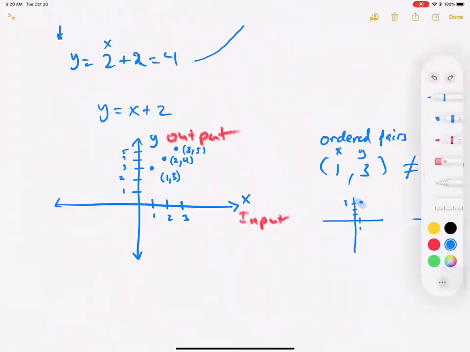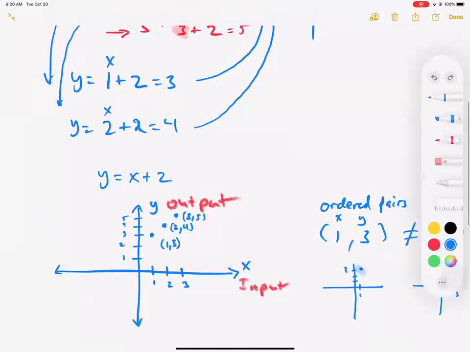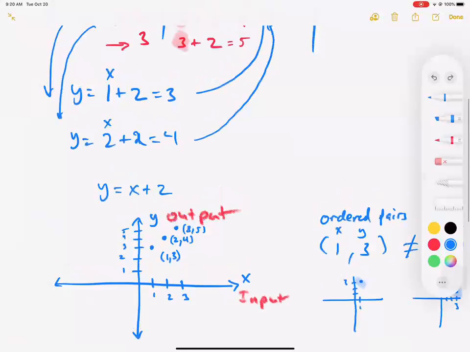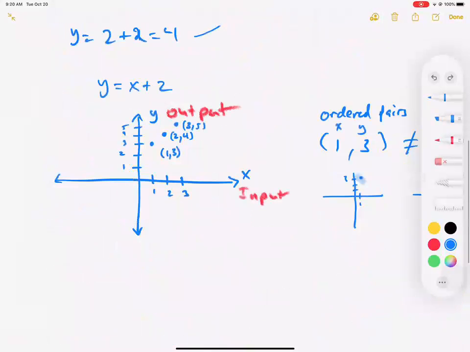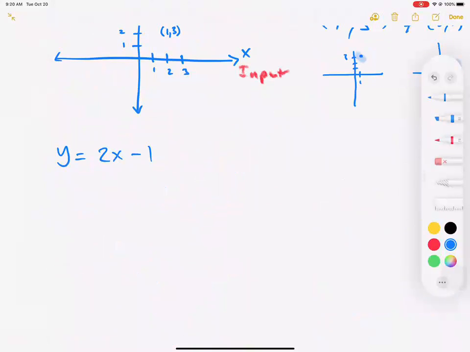Now, we'll come back to the function representation in just a little bit, but let's do another function. Y is equal to 2x minus 1. Now, this is my function machine. It changes x's to become y's.